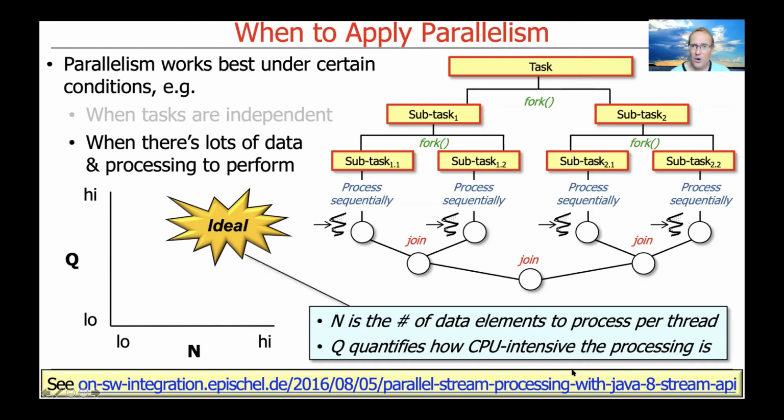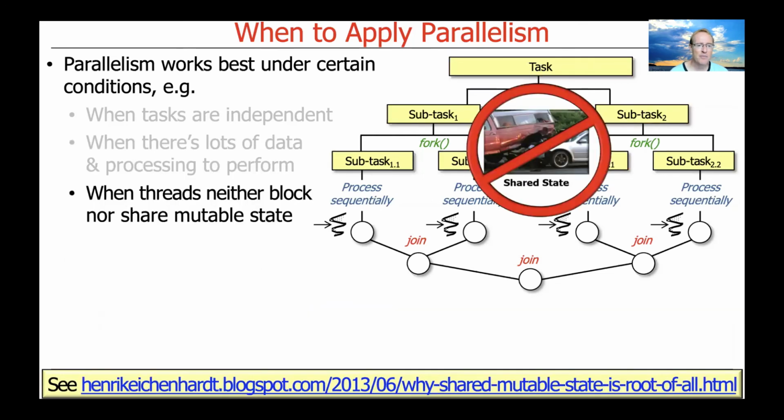If N is low and Q is low, you're probably not going to get much of a win from parallel processing. And anywhere in between, if N is high and Q is low, or Q is high and N is low, you may or may not get a win. You can read the link at the bottom of the page for some more tips on how to figure out the appropriate value for N times Q to use parallel processing.